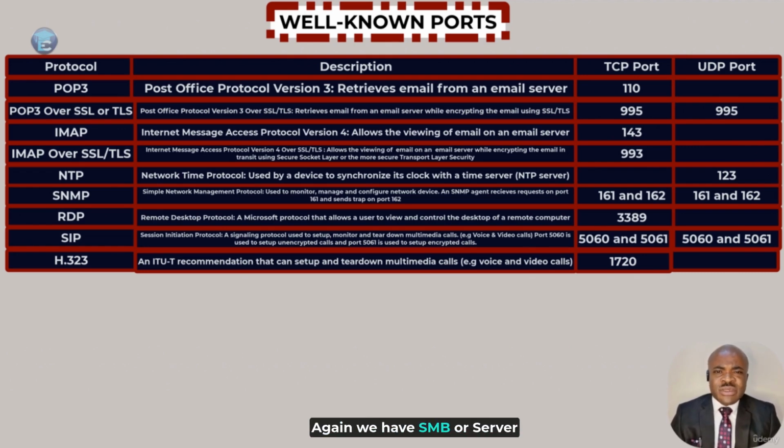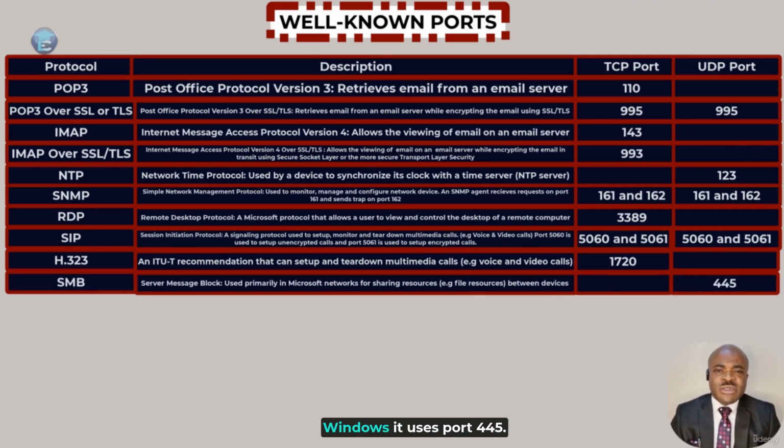Again, we have SMB or Server Message Block. This is a Microsoft protocol for sharing resources between devices, and that's done over TCP port 445. Originally, this used port 139, but in more recent versions of Windows, it uses port 445. This is one of the most common ports that you would be interested in seeing as a tester. There have been numerous exploits over SMB, one of the most recent and popular being the ransomware WannaCry. This utilized SMB to propagate throughout networks.